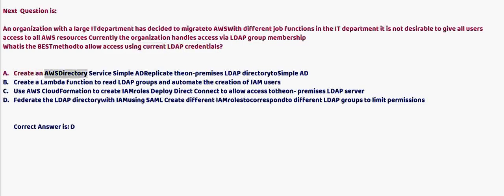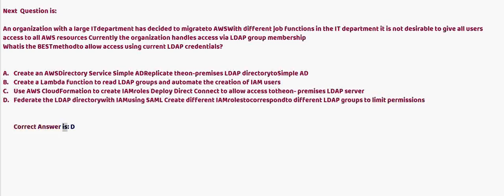A. Create an AWS Directory Service Simple AD. Replicate the on-premises LDAP directory to Simple AD. B. Create a Lambda function to read LDAP groups and automate the creation of IAM users. C. Use AWS CloudFormation to create IAM roles. Deploy Direct Connect to allow access to the on-premises LDAP server. D. Federate the LDAP directory with IAM using SAML. Create different IAM roles to correspond to different LDAP groups to limit permissions.